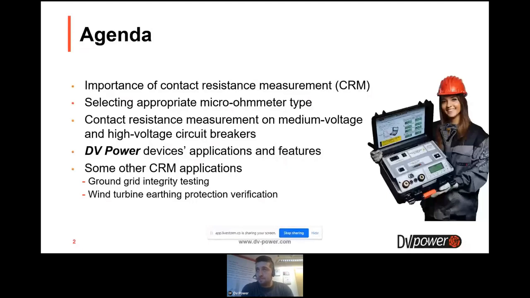I need to say that this is an entry level presentation with basic information about contact resistance measurement, but I believe that it can be useful, because I will try to summarize all important aspects about this test, and it can be useful for you to find out what features are important when speaking about contact resistance measurement, what type of devices you can find on the market, and so on.